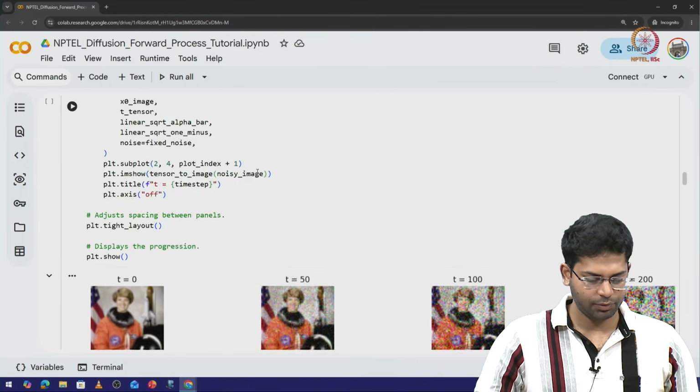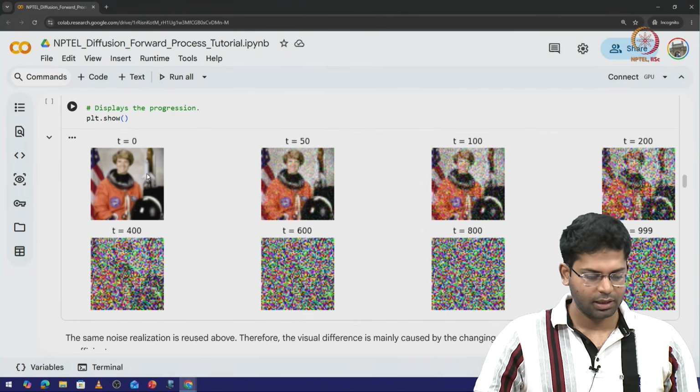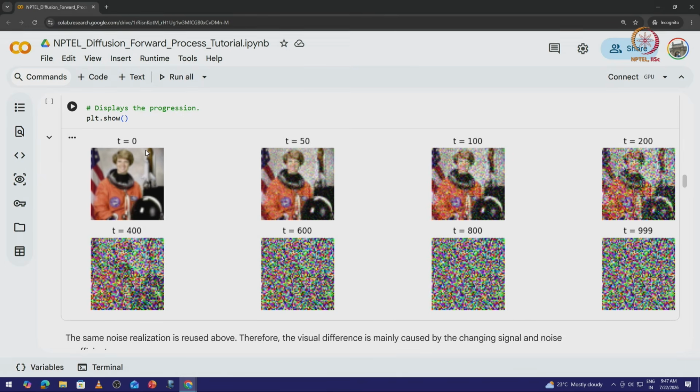Now, if you try to visualize it, it looks like this. You start with the 0th timestamp and then you go to the 999th timestamp, and you can see that the image slowly converts to Gaussian noise at the end of the process, and the intermediate steps are like the image slowly getting noisier and noisier.